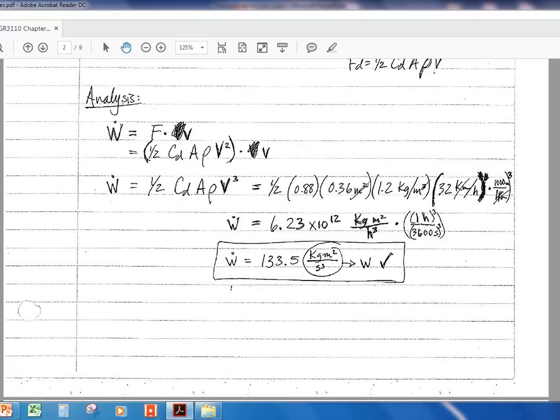Now this is not taking into account any headwind or tailwind. It's assuming a level road, right? So we're not going uphill or downhill. But yeah, so there's the final answer.